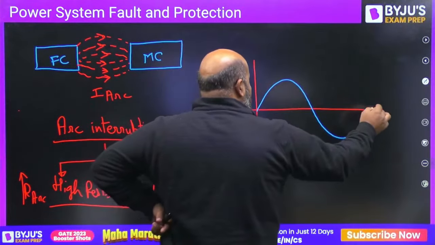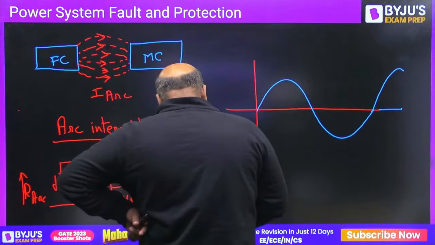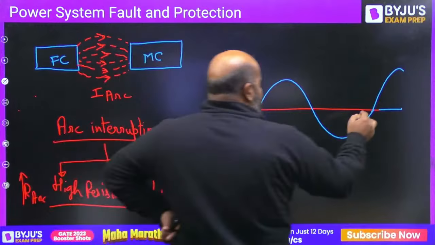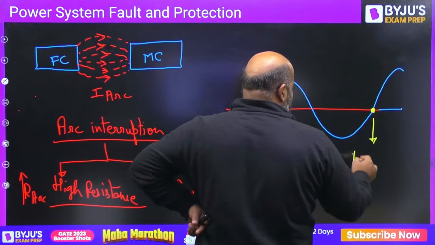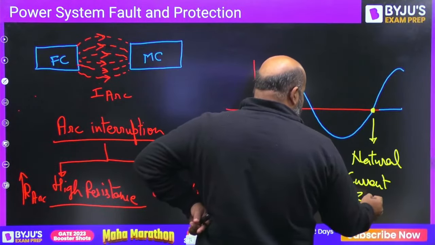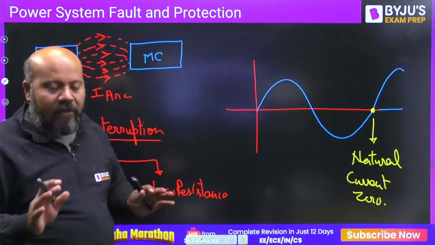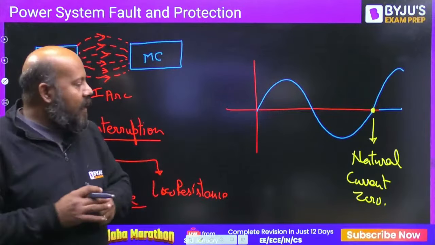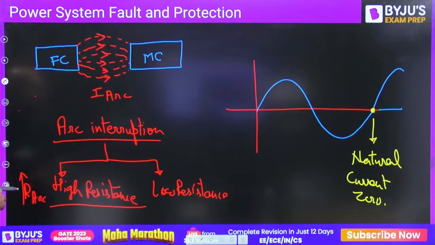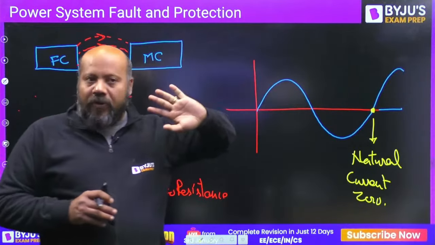If this is a sinusoidal quantity, the current in the arc is also going to be sinusoidal. Yes or no? So there is a time when the current goes through the natural current zero. If the arc is interrupted exactly at this point, the energy in the arc is going to be minimum and the arc is going to be satisfactorily interrupted and it will not re-strike. It will not come again. But the problem is how to exactly interrupt the arc at this natural current zero.